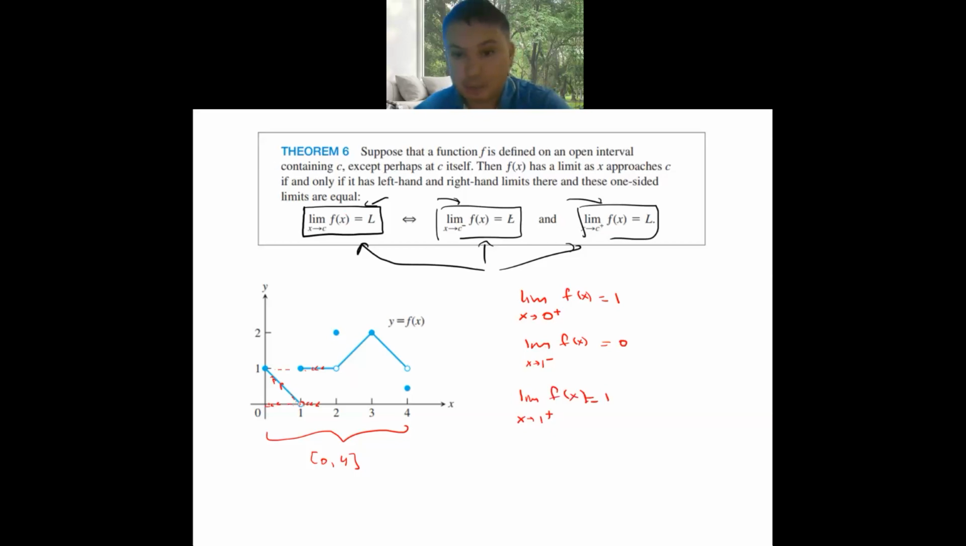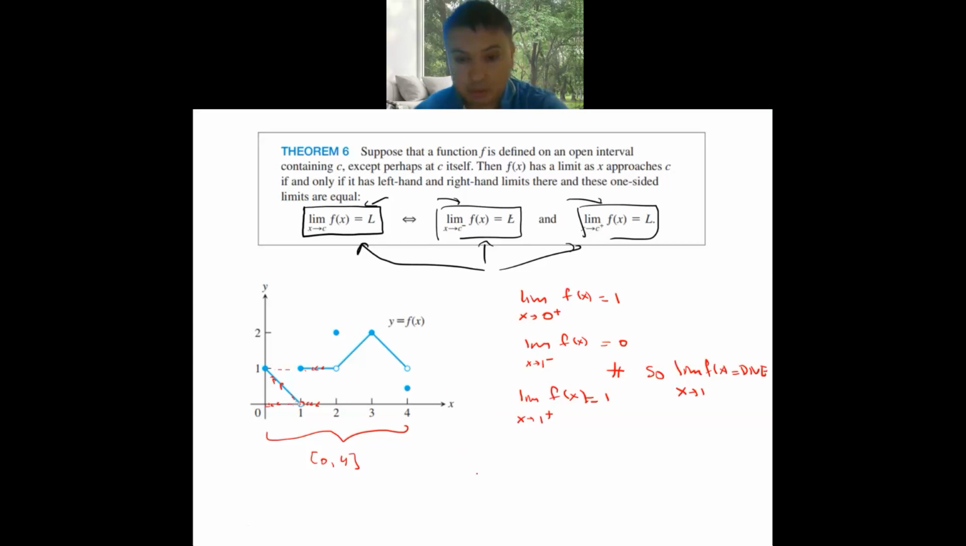So, in particular, look at this theorem. I'm approaching 1 from left and right, and they are not equal, right? So I can now easily say that the limit as x goes to 1 of f of x does not exist, DNE, because those two limits are not equal. If they were equal, then I would use this theorem and say that it works.